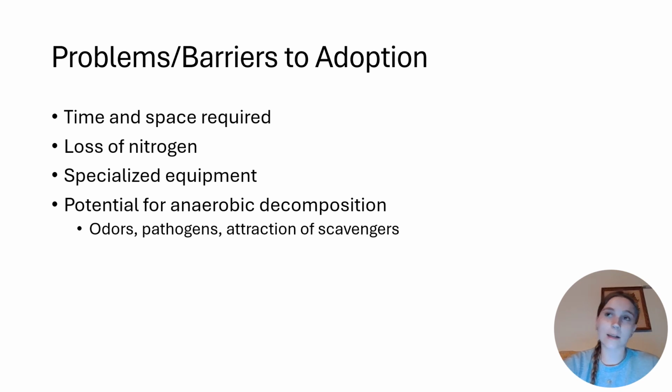You can also lose a lot of nitrogen, especially in those unroofed composting bins where the nitrogen from the manure will volatilize, and that means that it is decreasing the optimal environment for composting for those microorganisms.